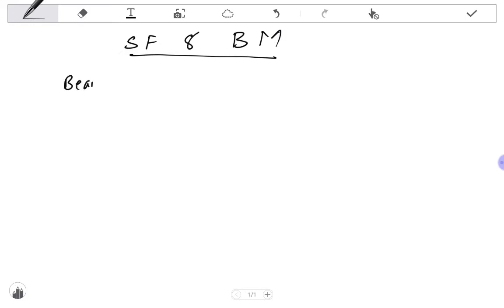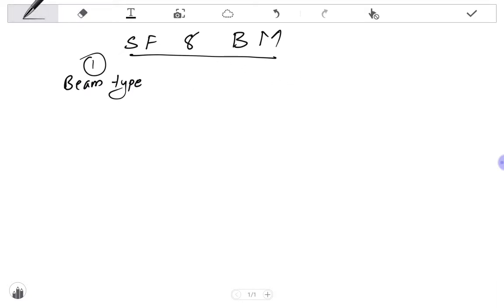Hello friends, today's topic is SF and BM, that is shear force and bending moment. In this topic we have two types of problems: one is beam type and the other is box type. For the moment we'll only consider the beam type one, so let's delete this box type.